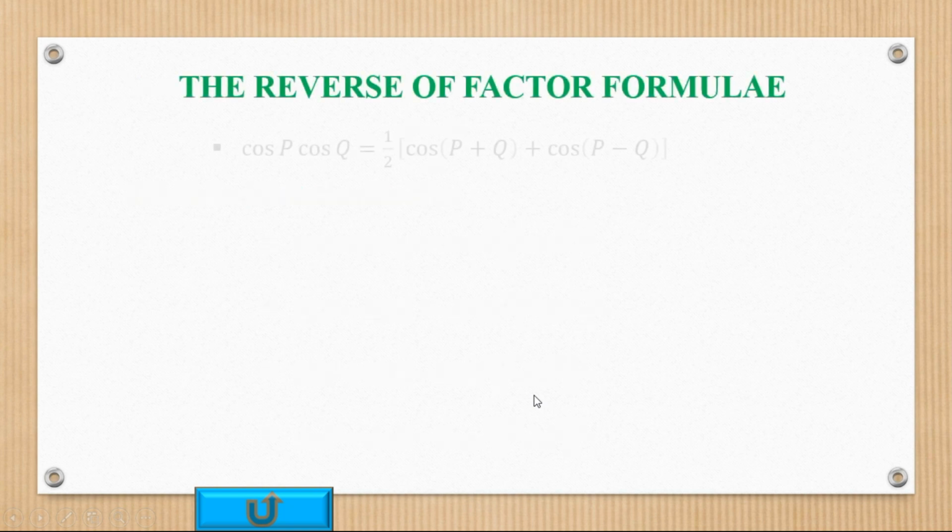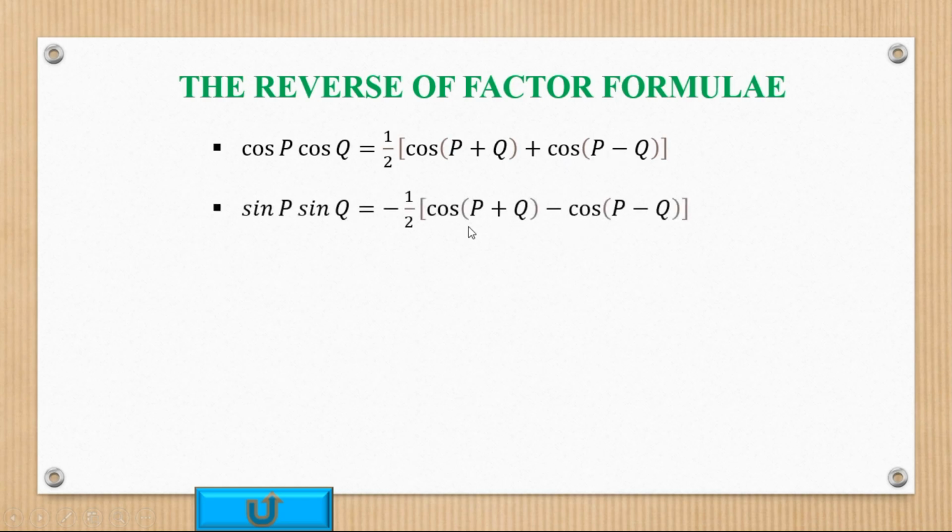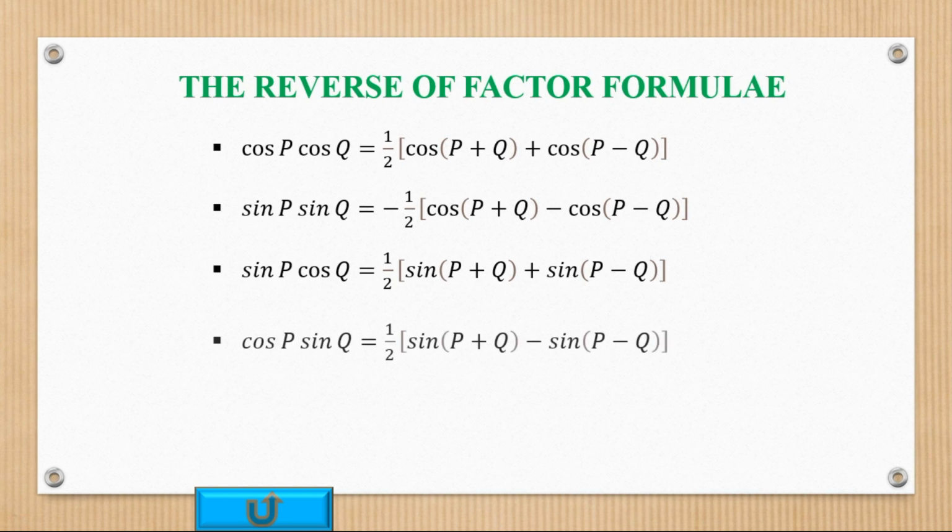So what if you're given a value that already has cos P and cos Q and you're asked to express it in reverse form? What I mean by reverse form is that you have to introduce a plus sign in the middle so that they have two different elements adding themselves. So cos P cos Q can be expressed as a half of this plus that. And then sin P sin Q can be represented as negative of that. Then sin P cos Q is going to be represented as that. And then that's how we represent cos P sin Q.